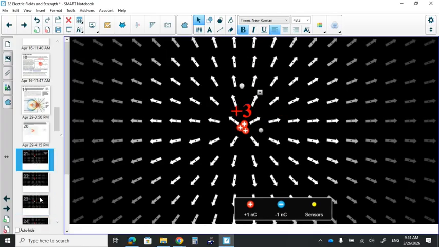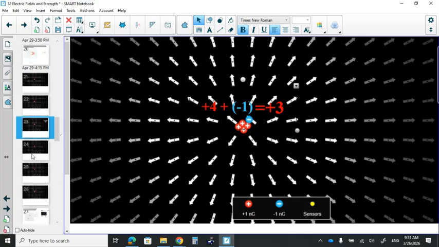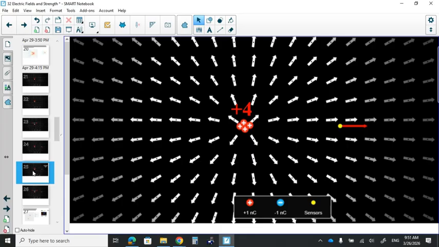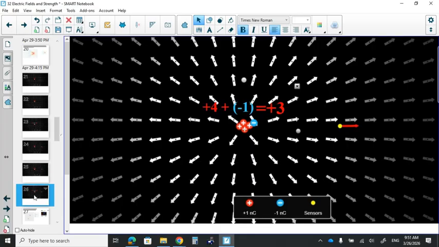So I wasn't sure if you'd be able to see that super well, and so I put it on. You can put a sensor in place, and this is measuring how much force there would be on a unit charge. Okay, so that size right there indicates the strength. You can see here that a 4 is longer, and then you go back to the 4 plus the -1 for a total of 3.